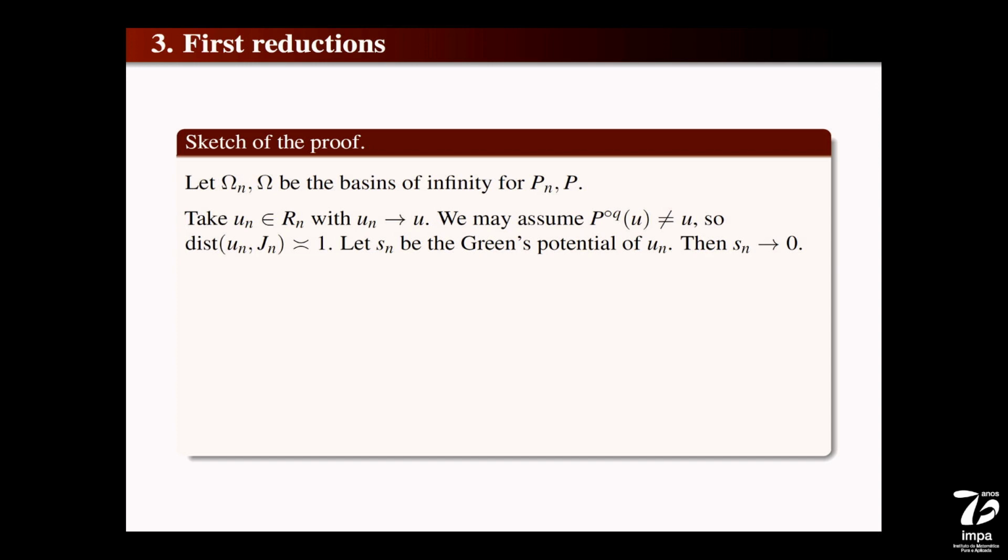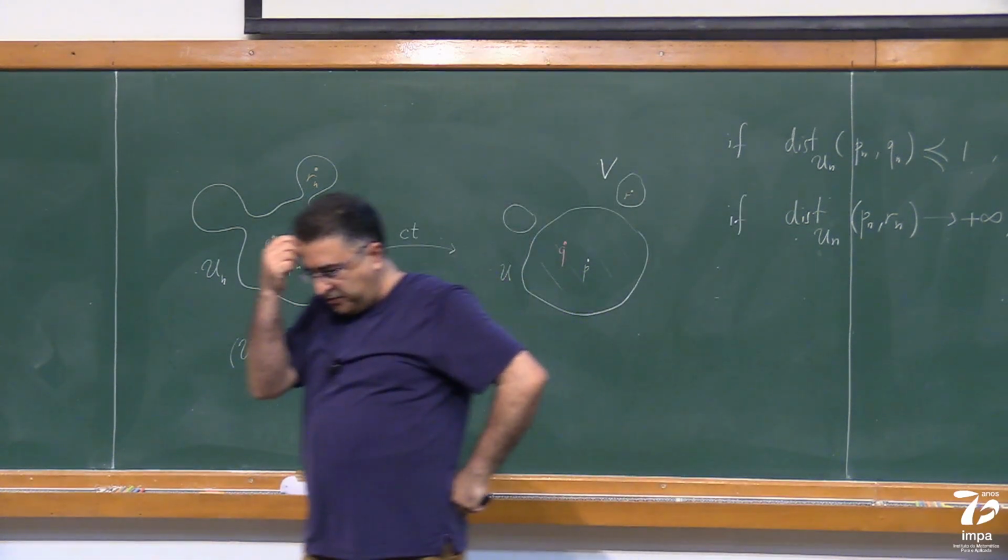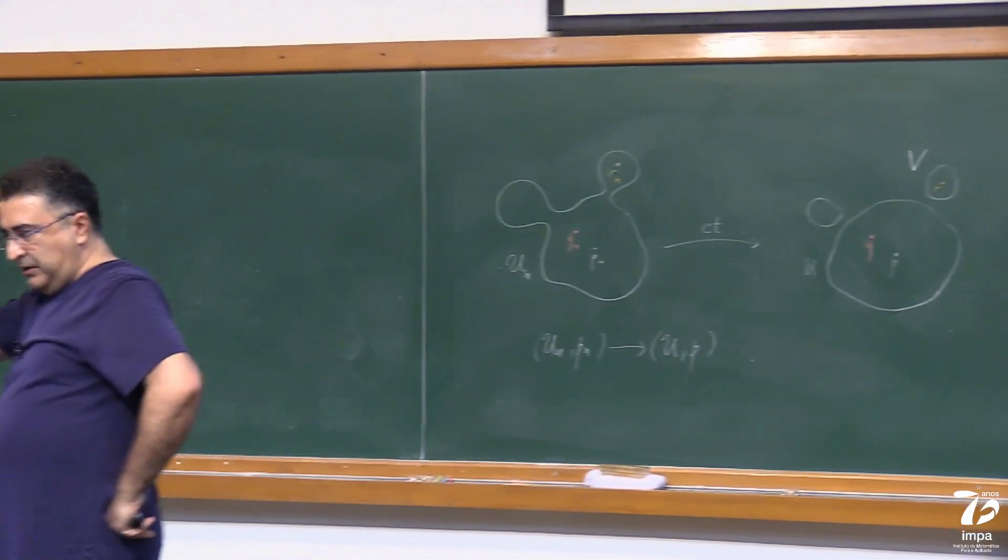So let's take a sequence un converging to u. This time, un is on the nth ray. We can assume that this point u, which is in L intersected with the interior of the Julia set, is not fixed under the qth iterate, in which case it follows from lower semi-continuity of the Julia set that the distance between un and Jn is bounded above and below. And that is the type of condition that I need for extracting Carathéodory limits of subsequences.